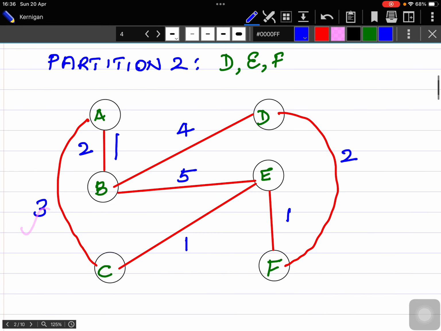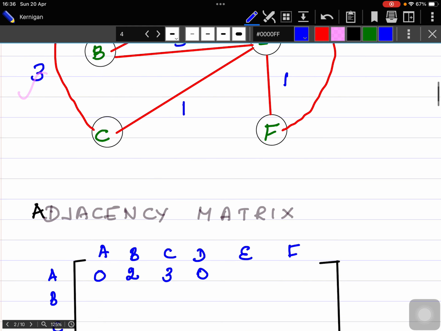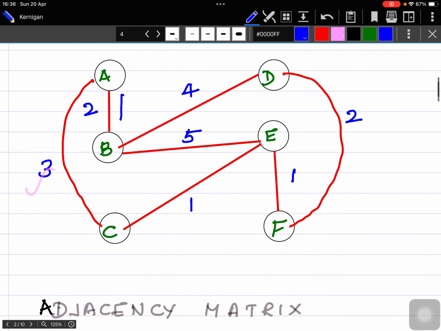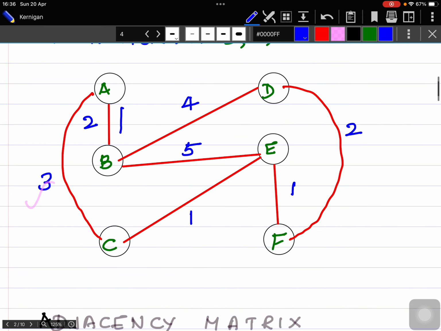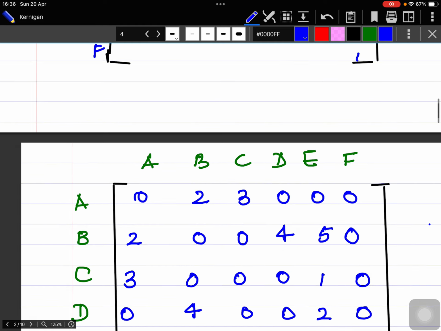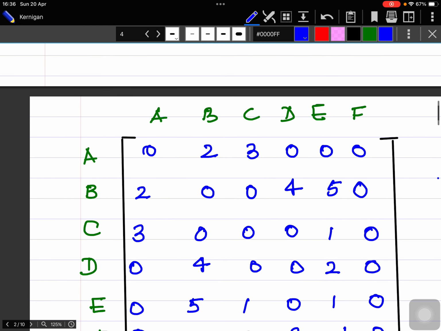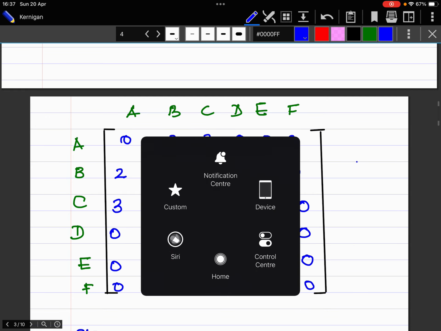Between A and D, I don't have any edge, so I can put this as 0. Similarly, between A and E also, there is no connection, so I can put this as 0. And between A and F also, there is no direct connection, so I'll put this as 0. Doing this in this way, I will get the adjacency matrix. All the nodes have been shown here, and all the connections between every node are shown in this adjacency matrix.